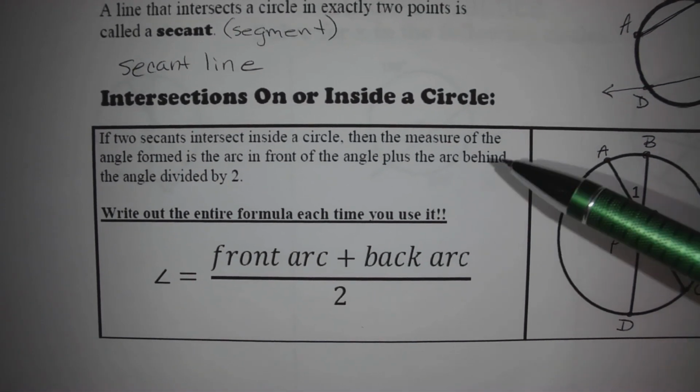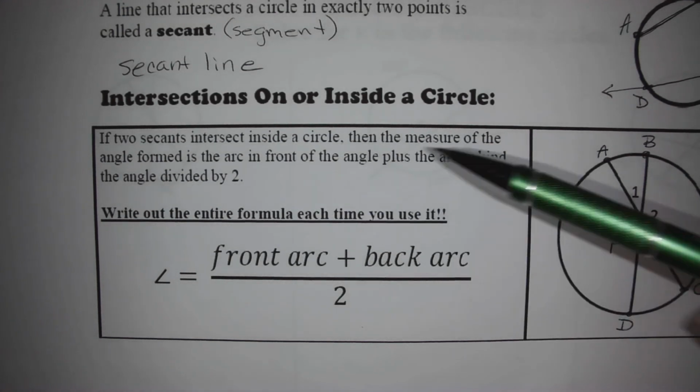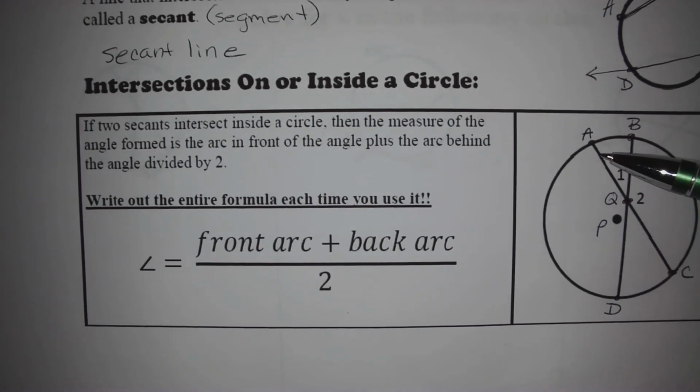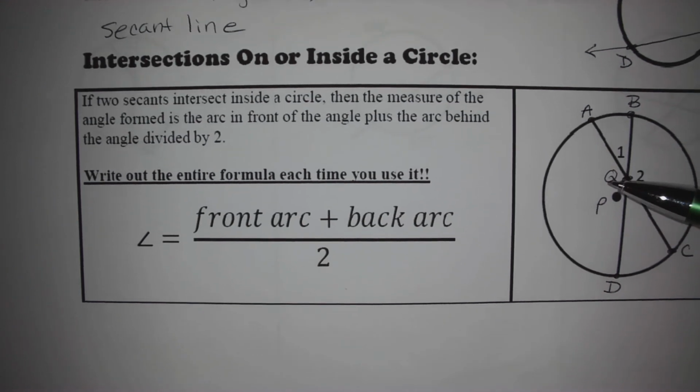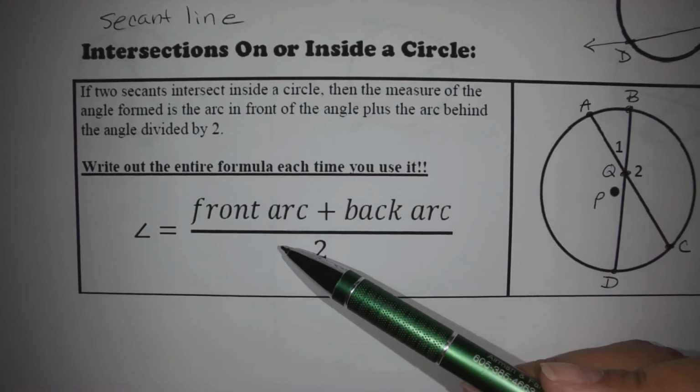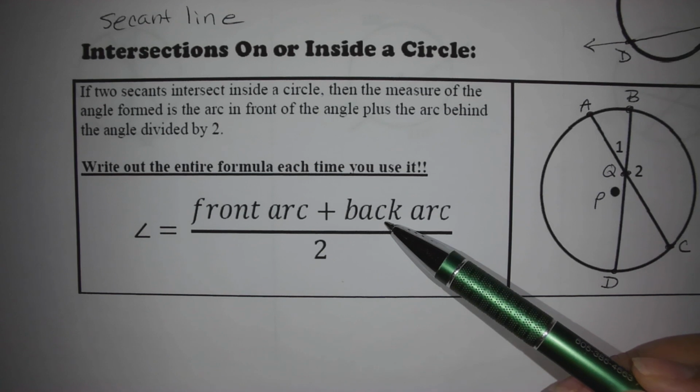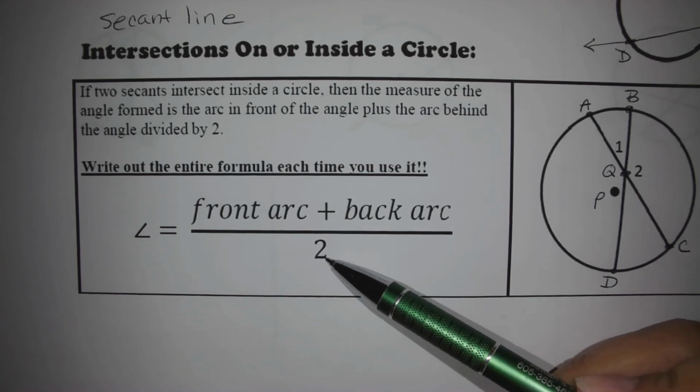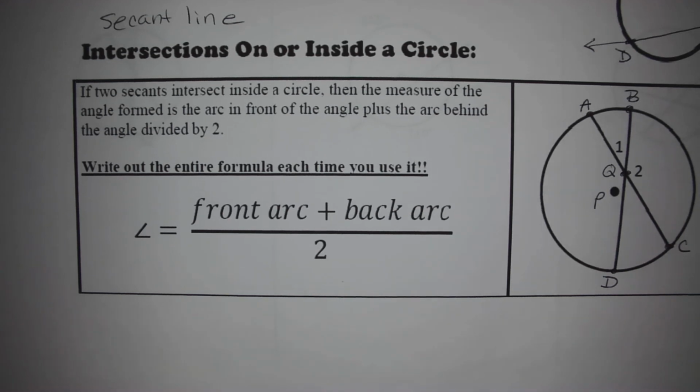Intersections on or inside a circle, we have 2 secants that intersect, and they create angles. I want you to notice the formula. We have the front arc and the back arc. So we have 2 arcs that we're going to be looking at. We're going to be adding them and then dividing them by 2. So we're really going to have to make sure we know which angle we're talking about.